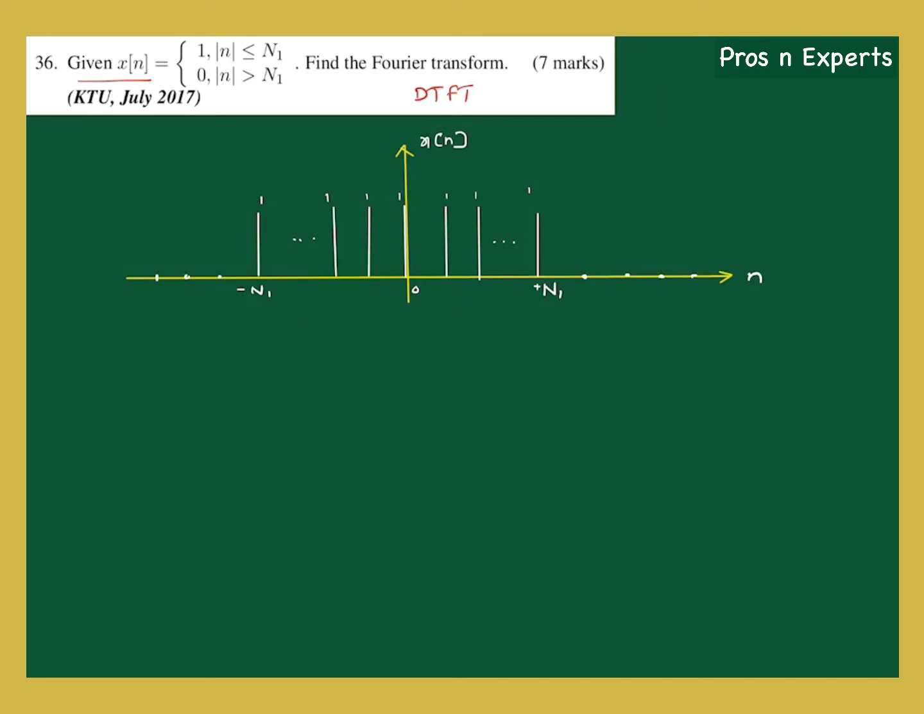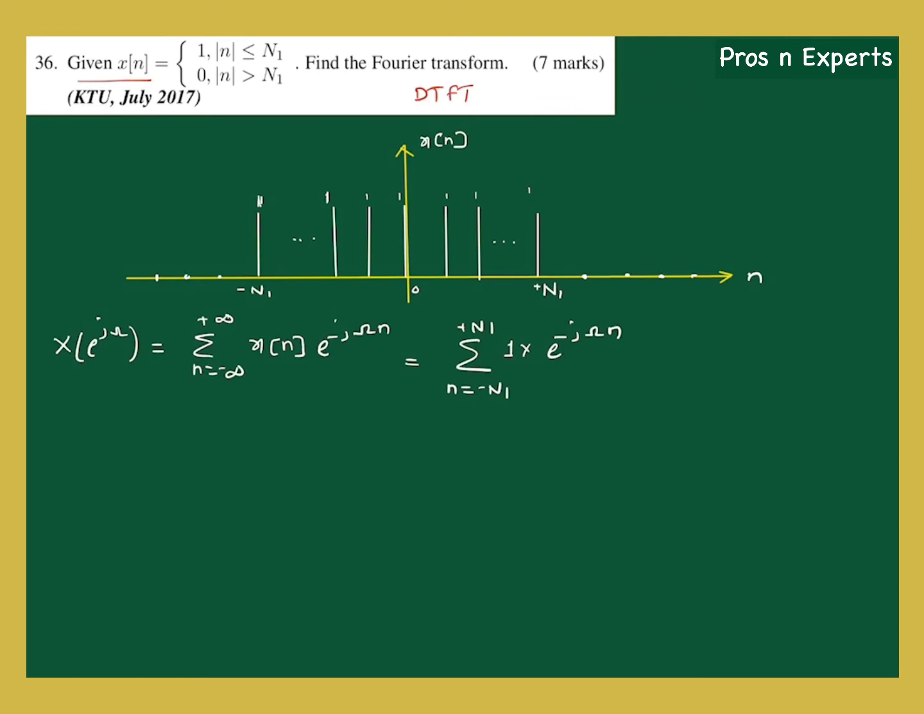Now we have to find the Fourier transform, and as per definition, the Fourier transform of the signal, X of e raised to j omega, is given by the sum over n equal to minus infinity to plus infinity of x of n into e raised to minus j omega n. That is equal to, you don't have to sum from minus infinity to infinity, but only from n equal to minus n1 to plus n1. And in this duration, all samples are 1. So 1 into e raised to minus j omega n.